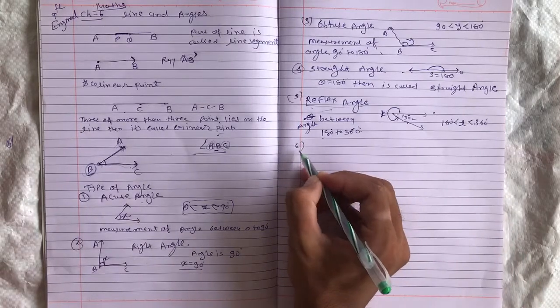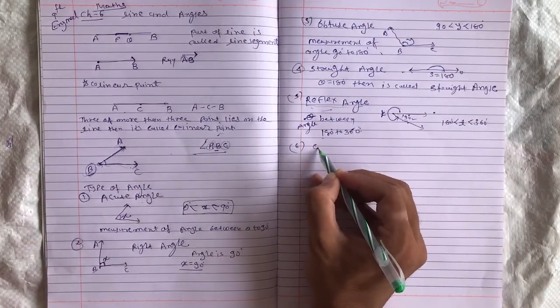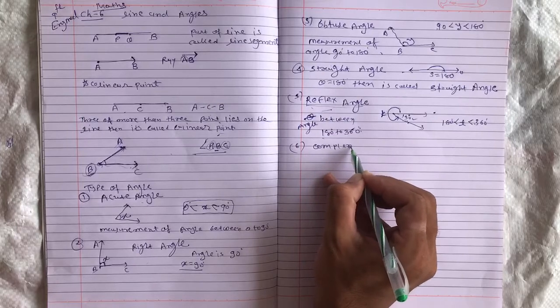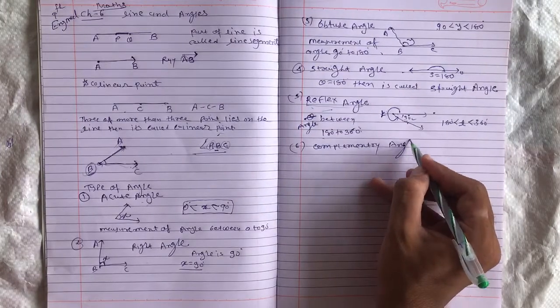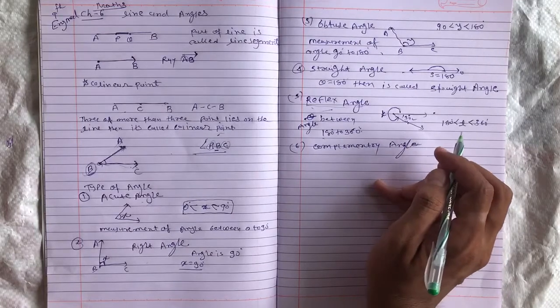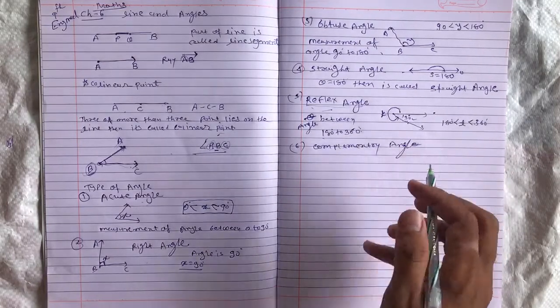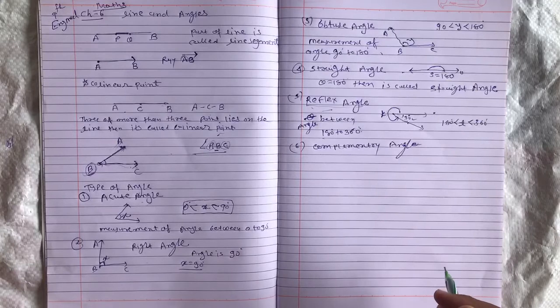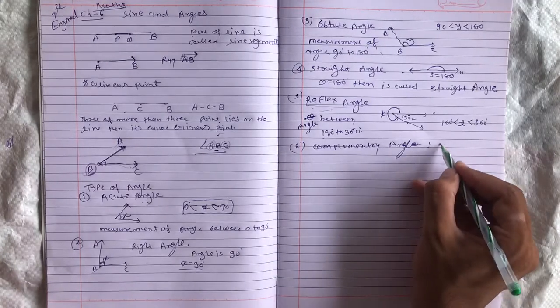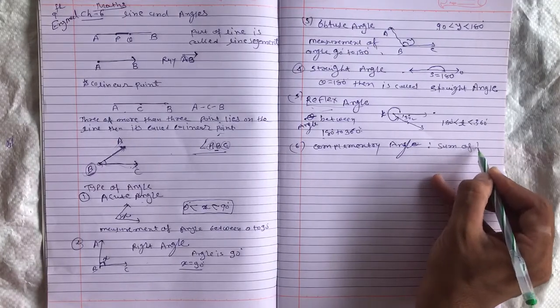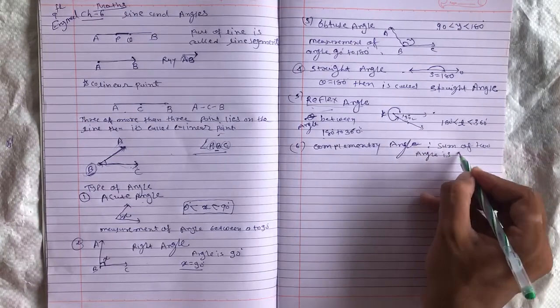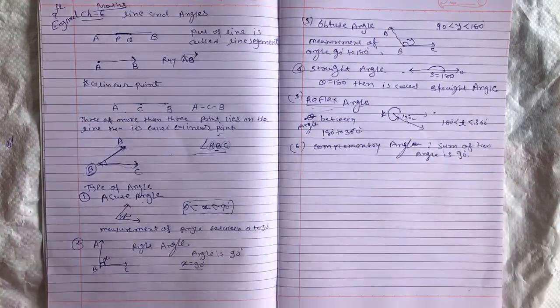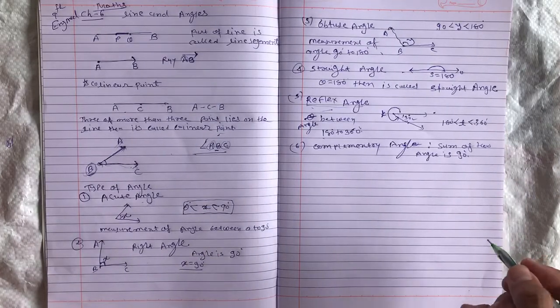Now the sixth term is complementary angle. What does complementary angle mean? It means the sum of two angles is 90 degrees. So they are called complementary angles of each other.